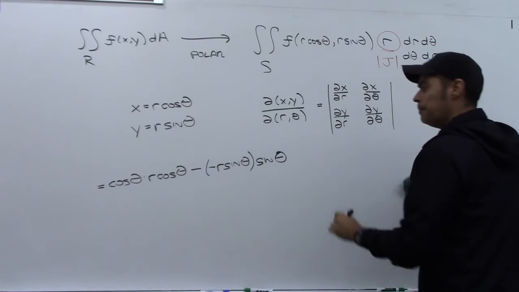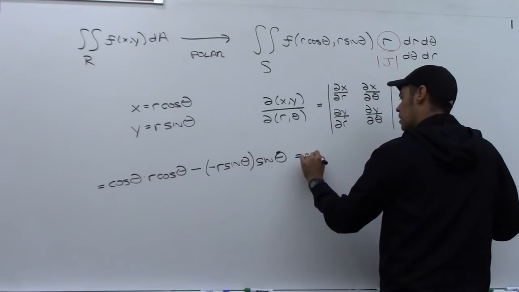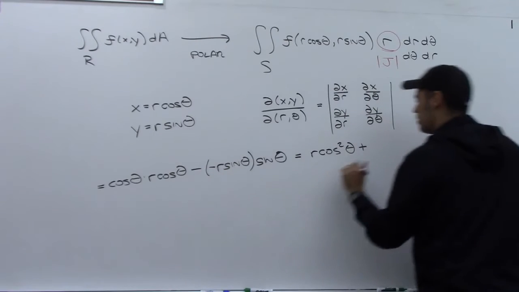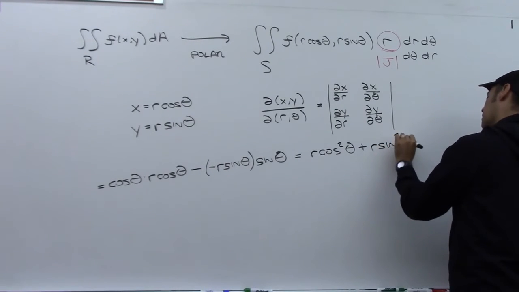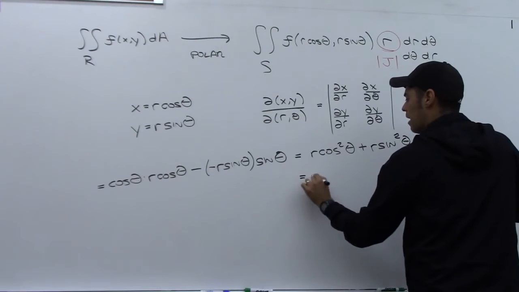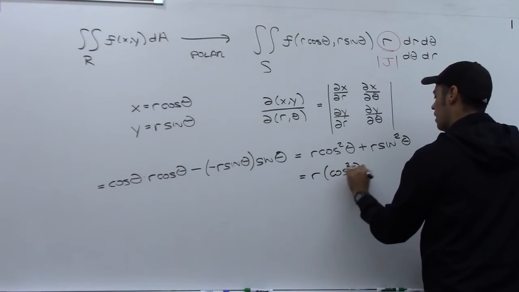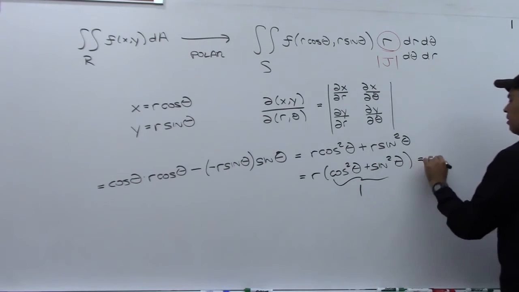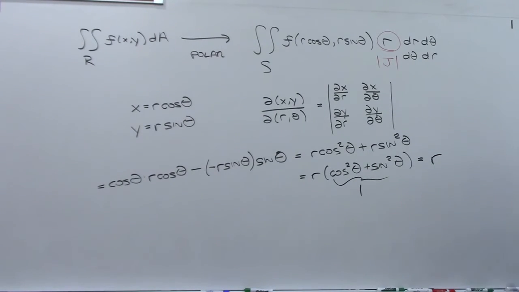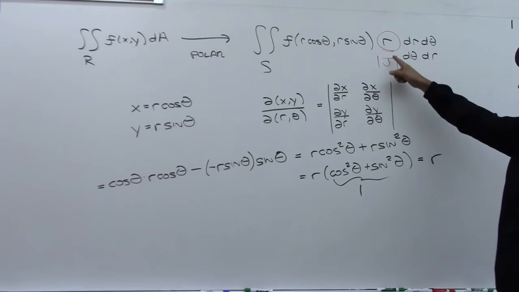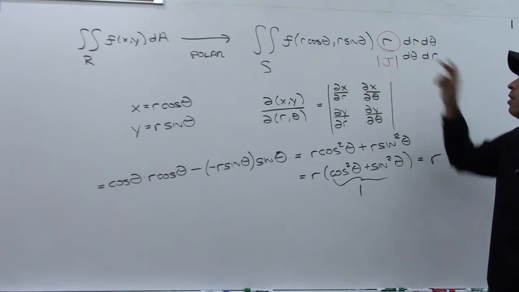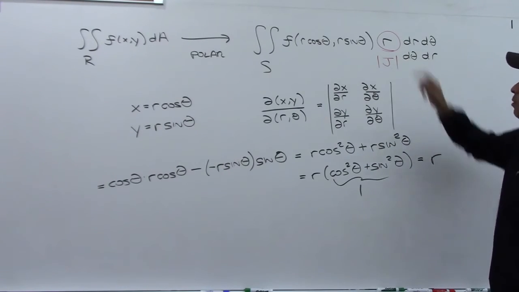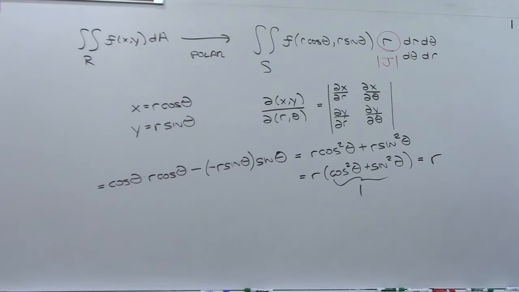And when I clean that up, I get r cosine squared theta plus, because I have two negatives, r sine squared theta. And if I take out an r, factor out an r, I get cosine squared theta plus sine squared theta, which is 1, and so r times 1 is r. So your Jacobian, you take the absolute value of that, you just get r. So, well, absolute value of r is just r because r was the radius, and the radius we're going to assume is positive. So that's where the r comes from in polar conversion, which is pretty cool.